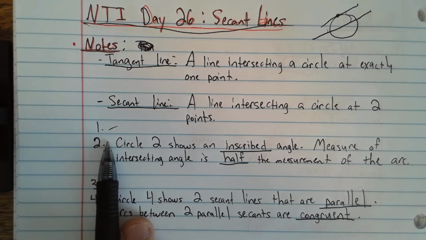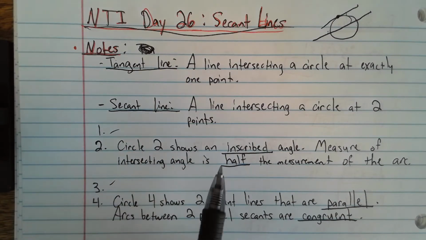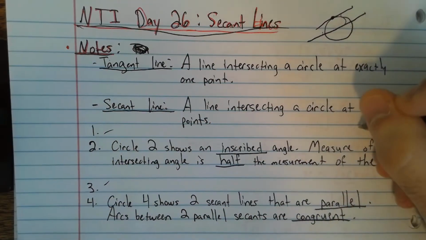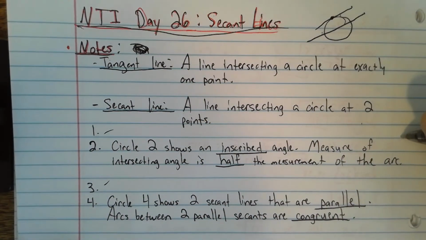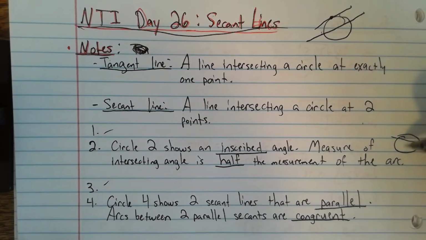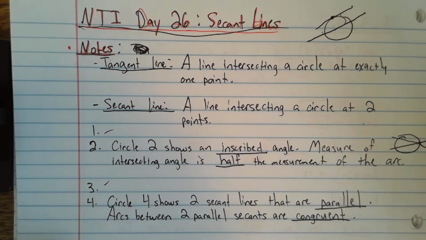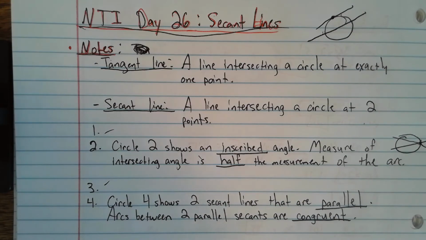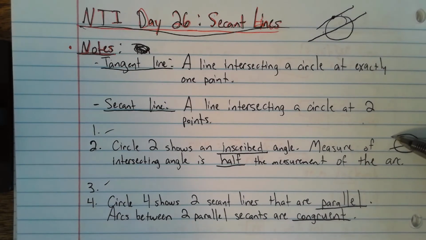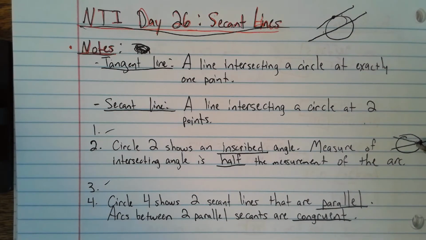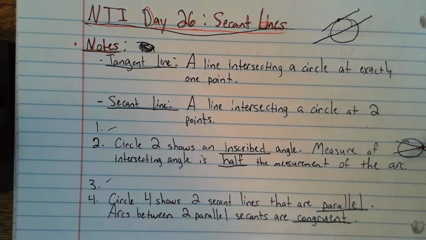Number 2 says circle 2 shows an blank angle. Well, circle 2 shows an inscribed angle because the vertex is on the circle. You have a circle that looks like this. Just like that. So you have an inscribed angle. Okay, the measurement of the intersection of the 2 secant lines, so you have the 2 secant lines, the measure of this intersection, so this angle where the 2 secant lines meet, is half the measurement of the arc.